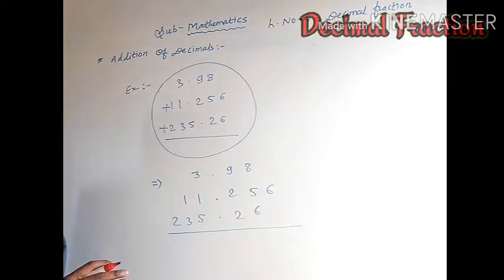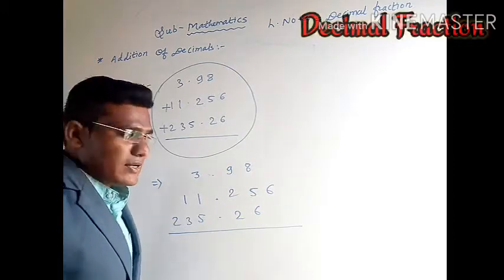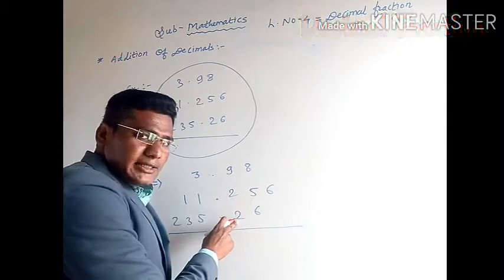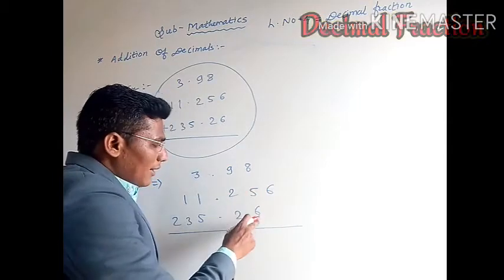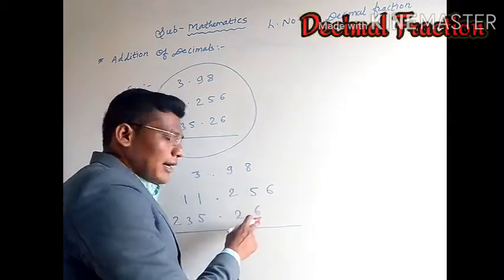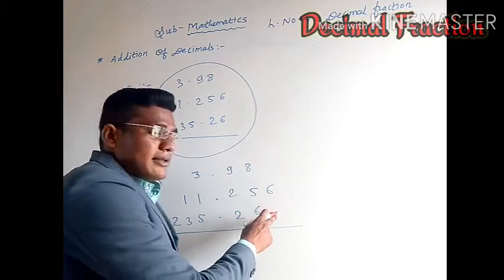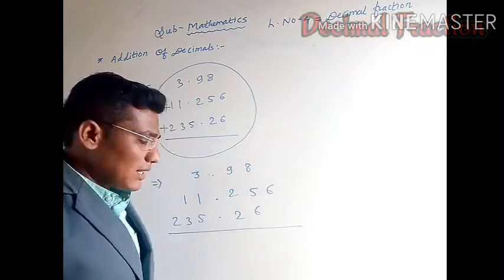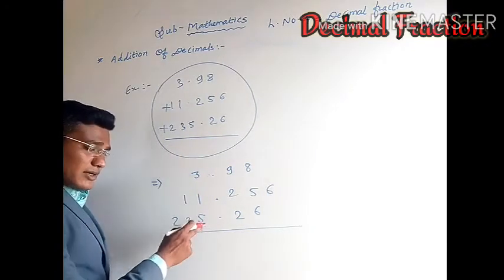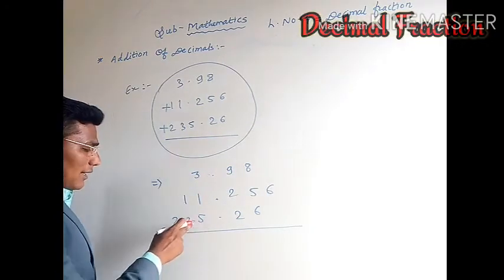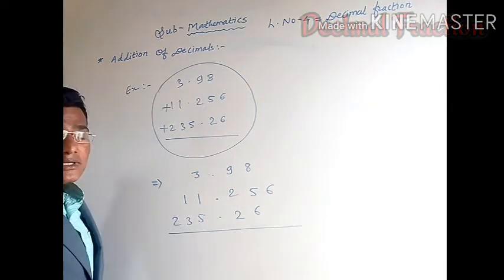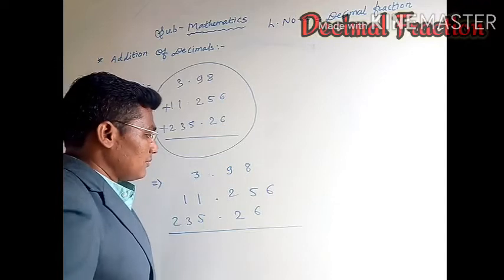It means that we have to arrange the values such that tenths place is under tenths, hundredths place under hundredths, and thousandths place under thousandths. And here the units place is on units only, the tens place is on its tens place value, and the hundreds place is on its hundreds place value. Okay.